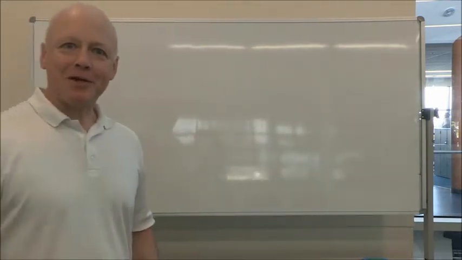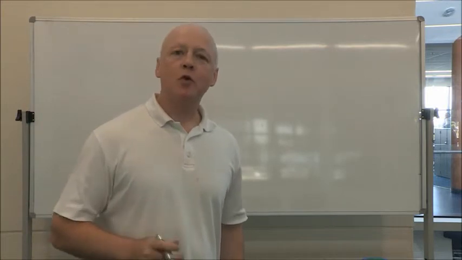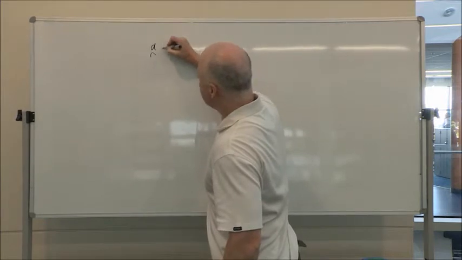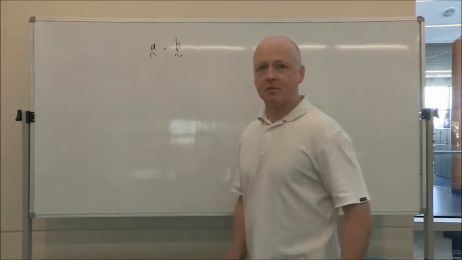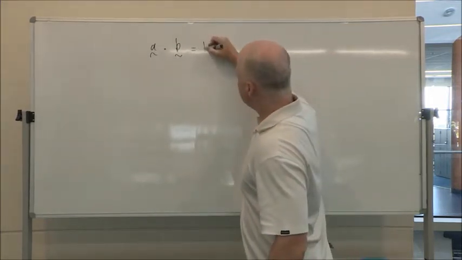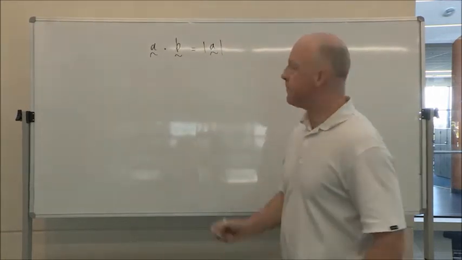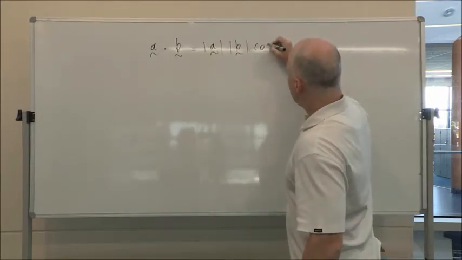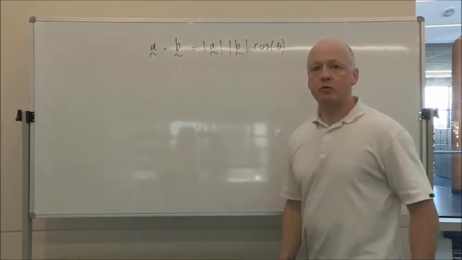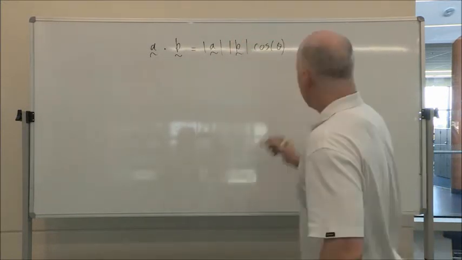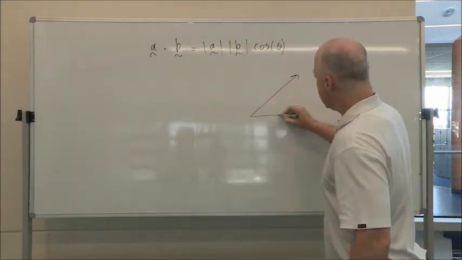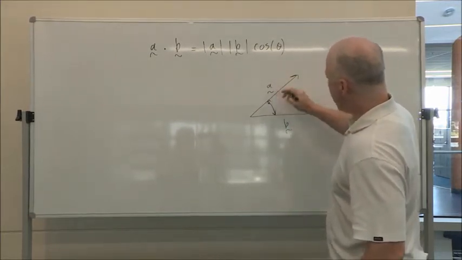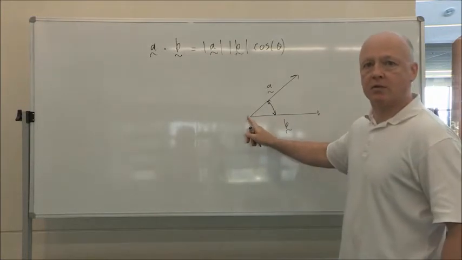The first thing we're going to look at is the dot product, also known as the scalar product. The dot product between two vectors, vector A and vector B, is defined to be the magnitude of vector A multiplied by the magnitude of vector B multiplied by the cosine of the angle between the two vectors. Just remember that the angle between two vectors is the angle between them when they are joined tail to tail.